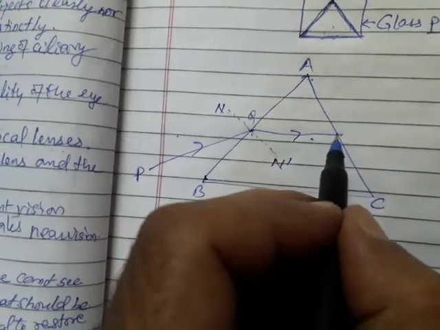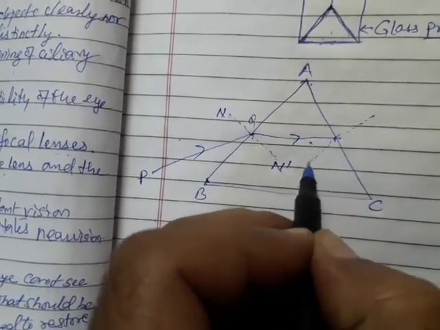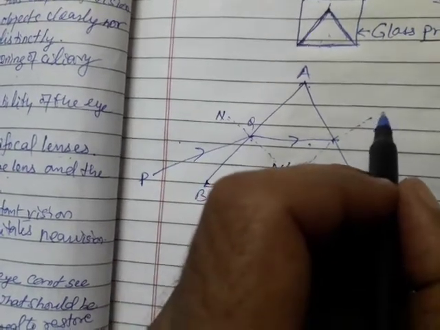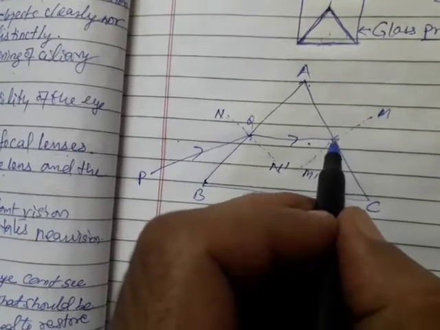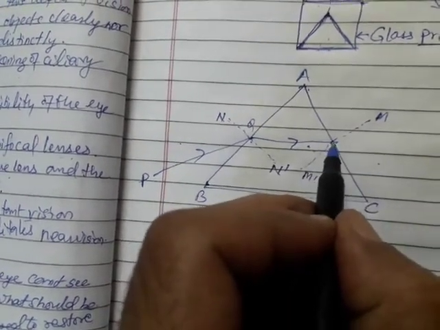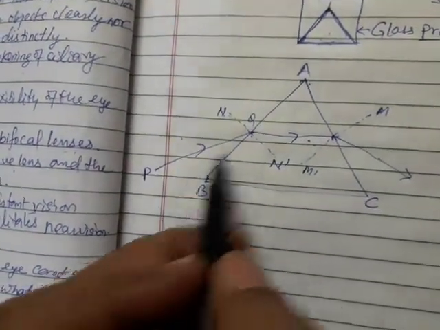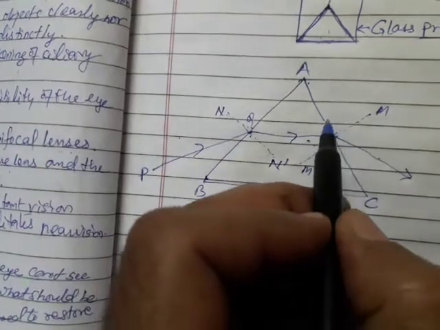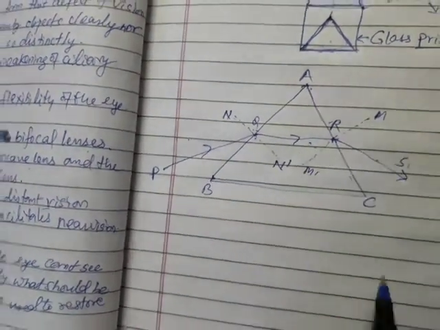Now at this point we can draw another normal, which we can write here as MM dash. The ray of light from here goes from denser to rarer medium, so it bends away from the normal and goes in this direction. Now PQ is the incident ray, QR is the refracted ray and RS is the emergent ray.